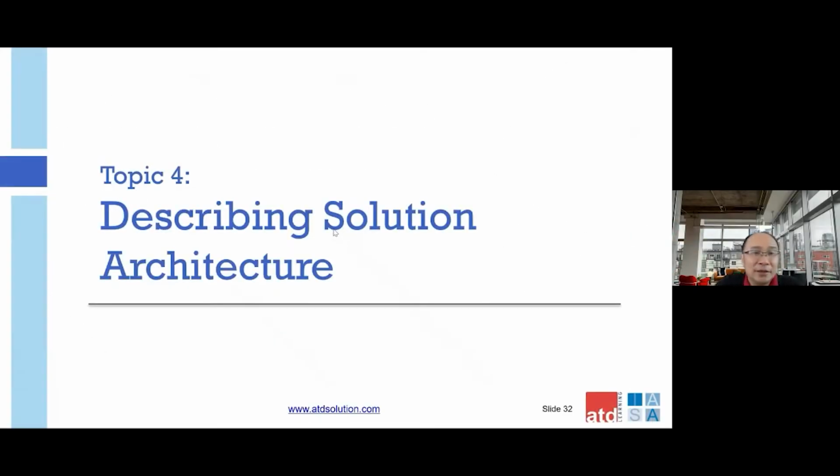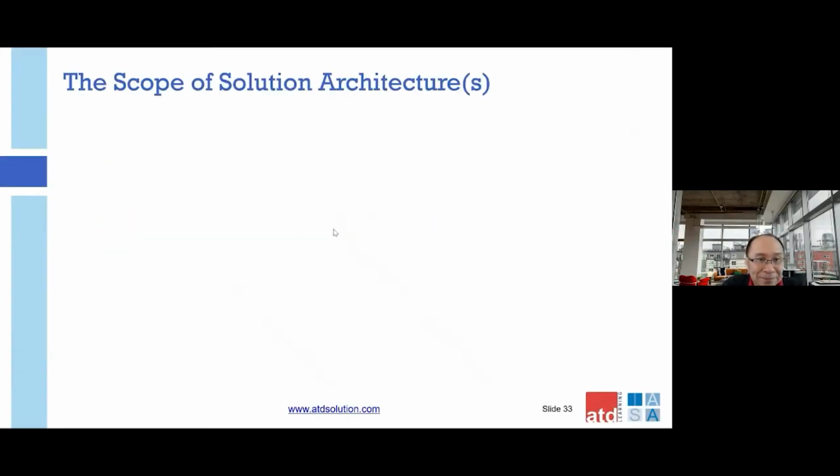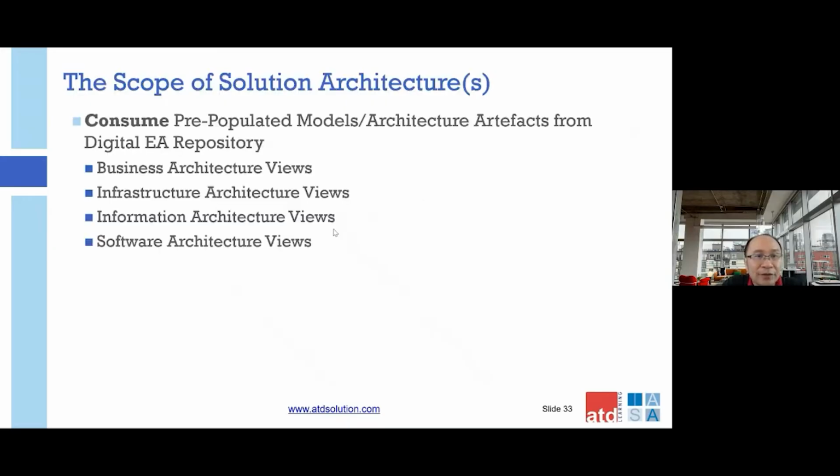So the next topic is about how we describe solution architecture. Basically, the solution architect is coming into the next value chain after the enterprise architecture has been developed.